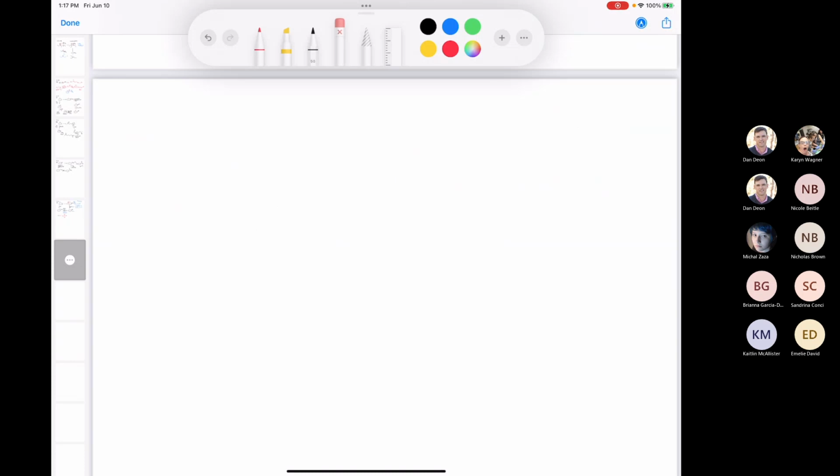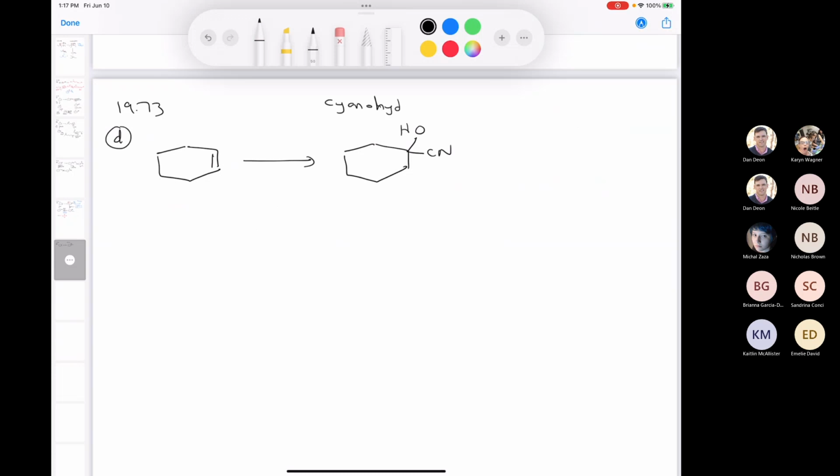Yeah, 19, let's see here, 19.73D. And the question was, take cyclohexene, the same starting material we had in the previous question, and we want to make a cyanohydrin, where we have a hydroxyl and a nitrile attached to the same carbon. We call that a cyanohydrin, and they're going to come up in chapter 20.